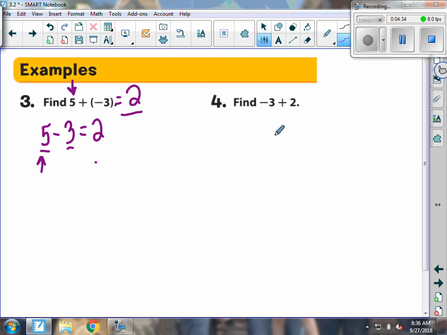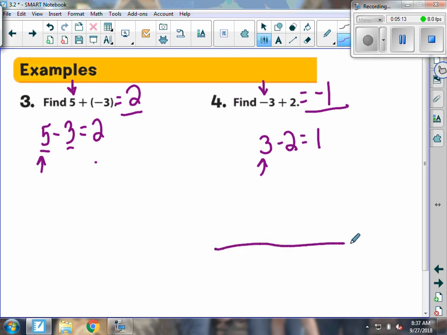So we'll do the same thing with example 4. We take our absolute value of -3, which is 3, minus our absolute value of 2. Whichever absolute value is larger, you put that first. So 3 minus 2 is 1. Now I'm going to go back and look at my absolute values. Which one is larger? 3 is larger. Was it originally positive or negative? It was originally negative, so that means my answer is going to be negative. So negative 1 is my answer. Negative 3 plus 2 is negative 1.